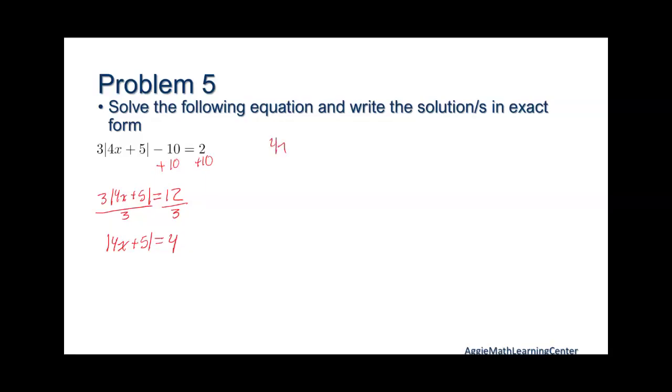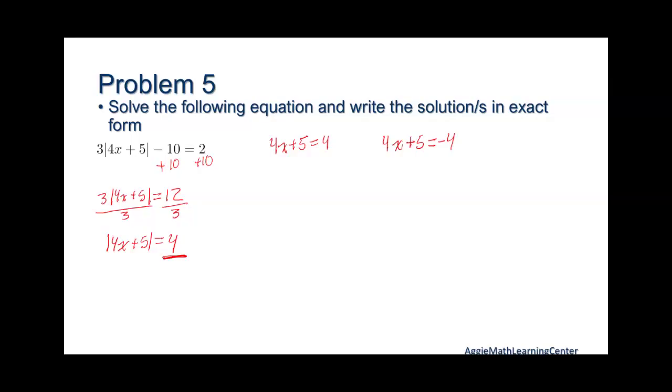So 4x plus 5 equals 4. And then is it -4x plus 5 equals 4? Close. You're going to keep the same stuff that was in the absolute value, but you're going to change what it equals to be the positive and the negative. So you're going to get a -4. Okay. Yes. All right.